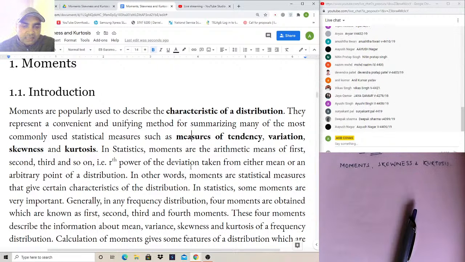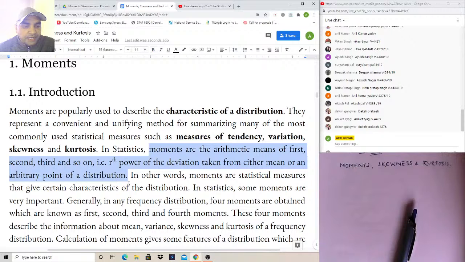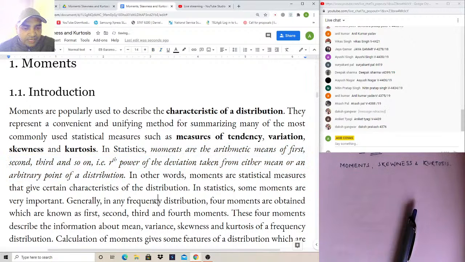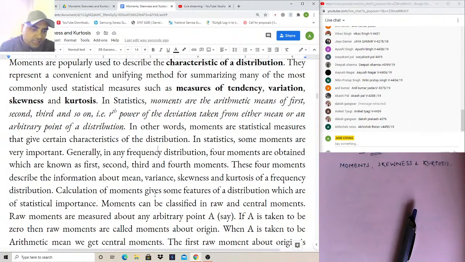In statistics, moments are arithmetic means of first, second, and so on, rth power of deviation taken from either the mean or an arbitrary point of a distribution. So what are moments? Moments are the arithmetic means of first, second, third, and so on, rth power of deviation taken either from the mean or an arbitrary point in the distribution. In other words, moments are statistical measures that give certain characteristics of the distribution.